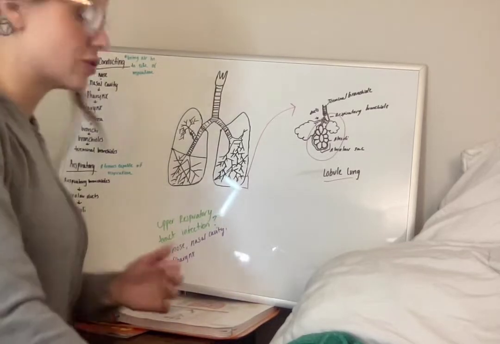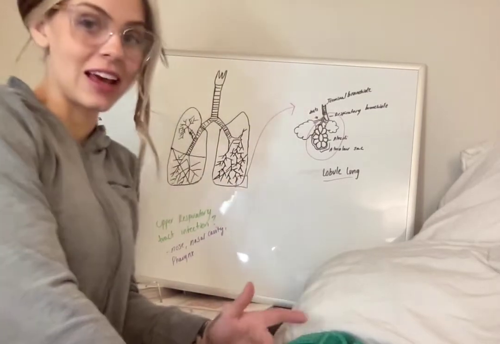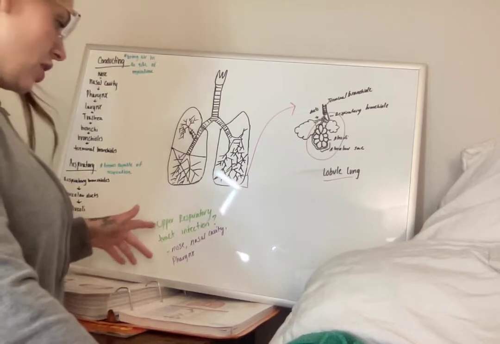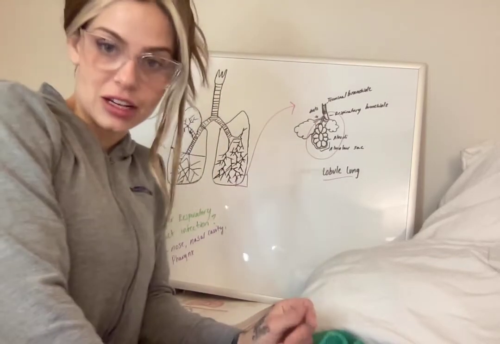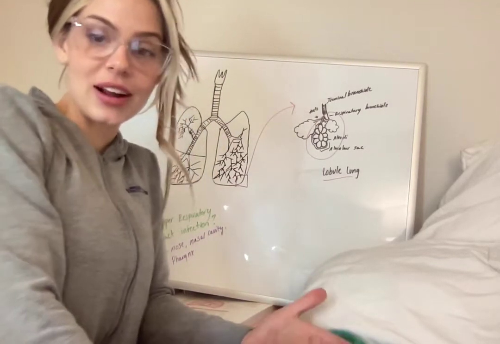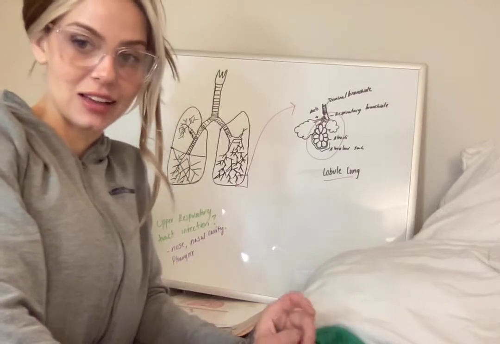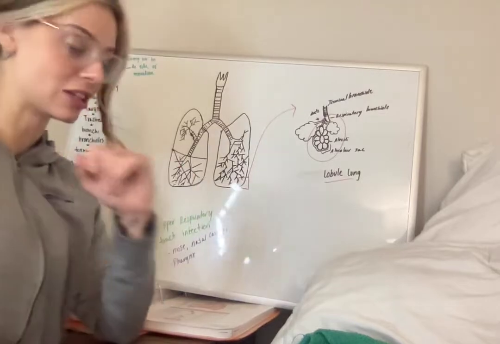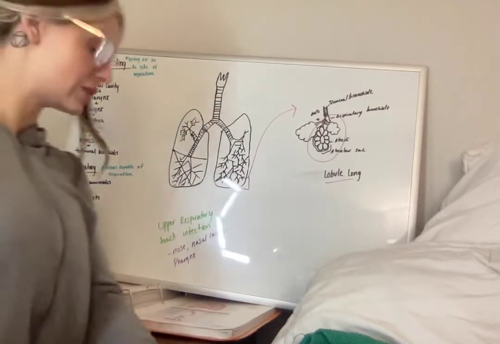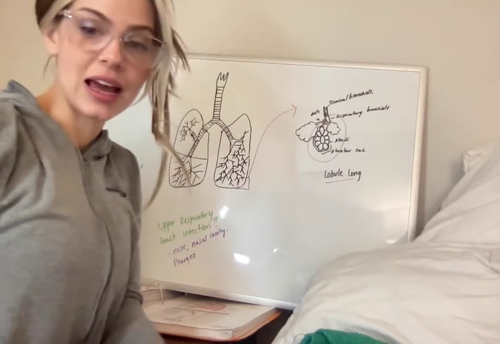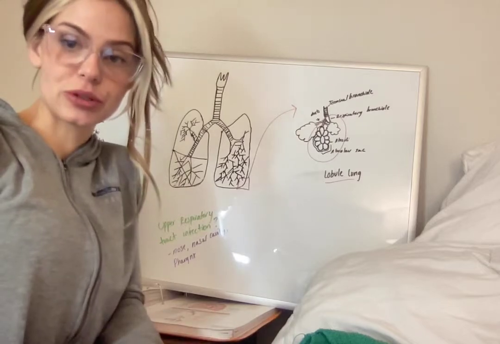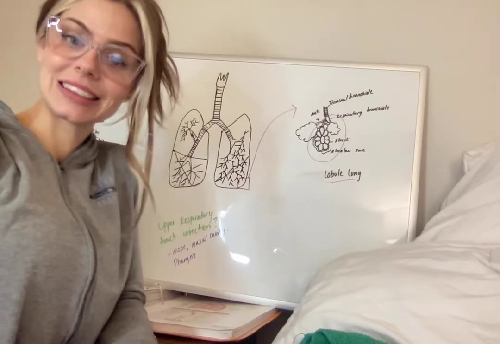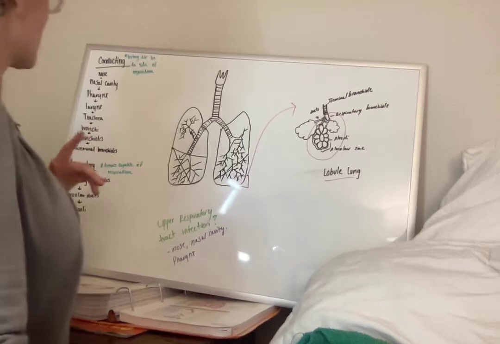So first of all, a fun fact: an upper respiratory tract infection. Where is that? What's going to be involved in that? Well, it's an infection that's going to be in your nose, nasal cavity, or pharynx. Anything below that is a lower respiratory tract infection. Okay, anyways, moving on.